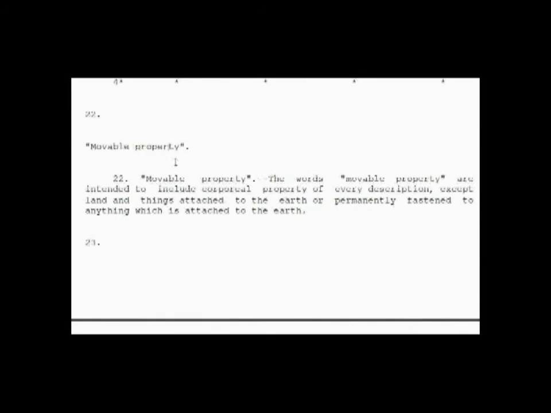So section 22 talks about movable property. It basically says that it includes corporeal properties but does not include any land or thing attached to land or permanently fastened. Here the words permanently fastened mean anything which is permanently fixed to any other thing or matter which is attached to land.